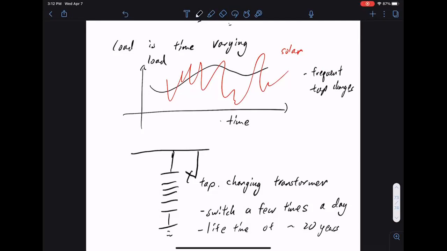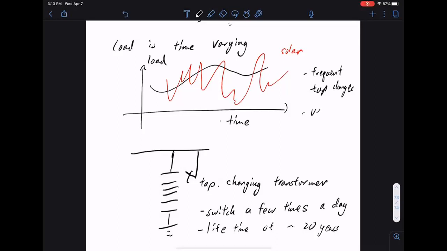Because I'm trying to follow the load. So my load changes, I'll change the tap. Load changes, I'll change the tap. If my load changes 50 times a day, my tap has to change 50 times a day. And then what happens to your transformer? If it's supposed to change 4 times a day and it changes 40 times a day, your lifetime goes from 20 years to 2 years, which is not good. Nobody wants to switch out a transformer after 2 years. Our utility will run out of money if we need to buy a new transformer every few years.